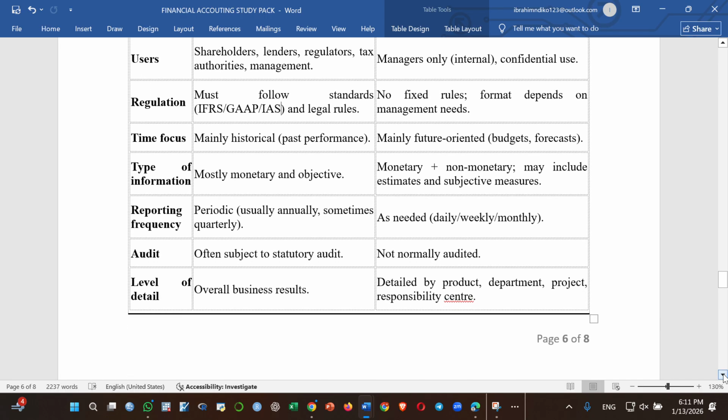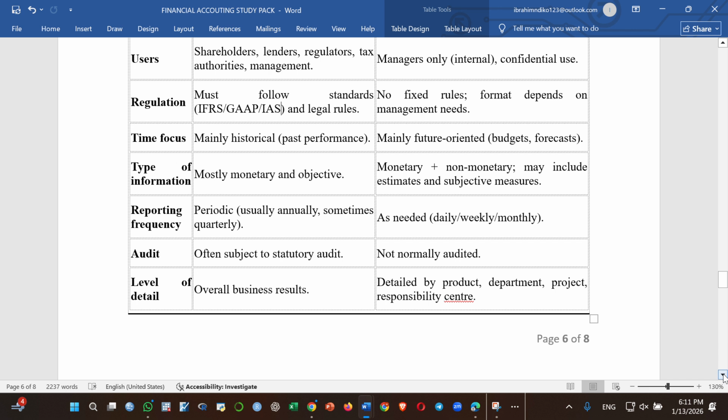Reporting. Financial accounting does reporting periodically, on an annual basis, semi-annually, or quarterly. Now, for management accounting, the reporting is daily. You need to report it on a daily basis to the management. So the reporting is daily.